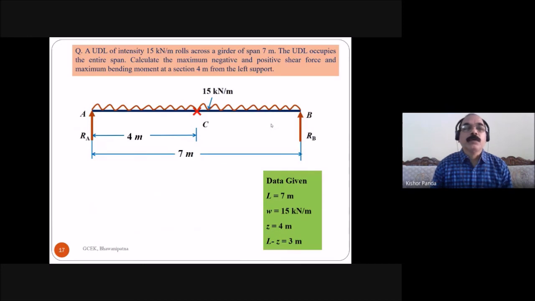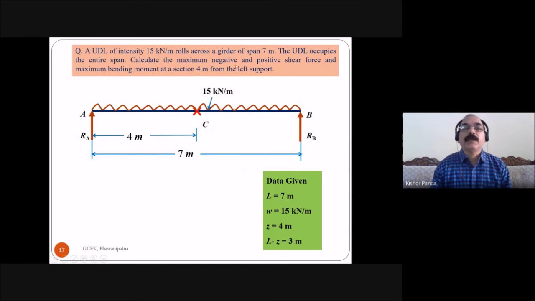Then coming to another example, a UDL of intensity 15 kilonewton per meter rolls across a girder of span 7 meter. The UDL occupies the entire span.